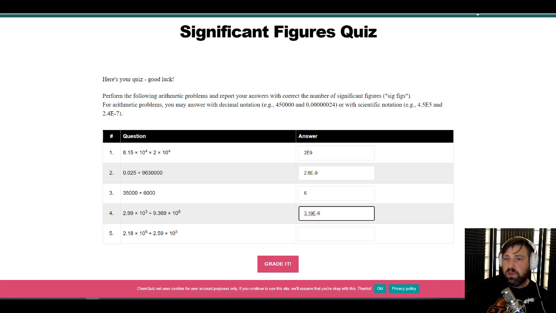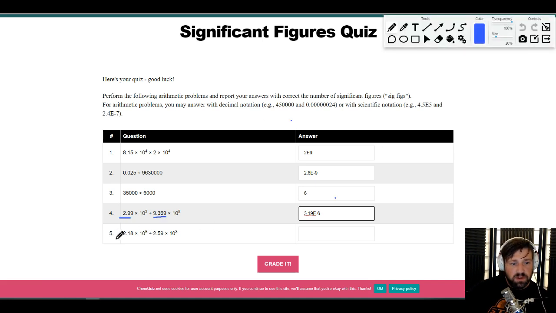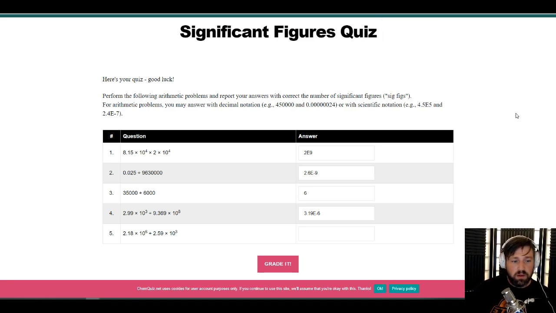All right, guys, last one. So here, 3 sig figs. Here, 3 sig figs. God, I love scientific notation. Just makes things so much easier. So it's going to be 3 sig figs. Okay? We can pull out the calculator.